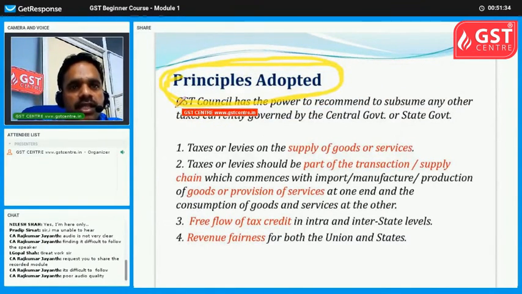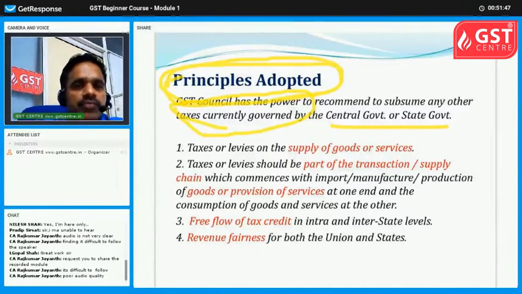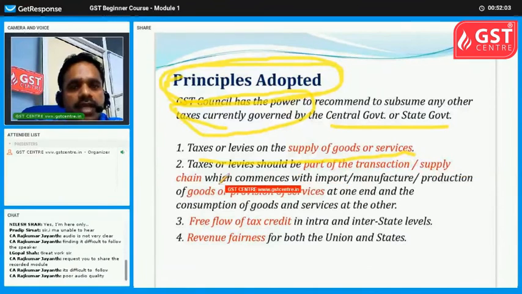So the GST Council empowered the central government and state governments to recommend subsuming various taxes governed by either government into GST. The principles followed were that taxes or levies applied on the supply of goods or services were taken, and these taxes or levies should be part of the transaction or supply chain of goods or services. So all these taxes are taken.